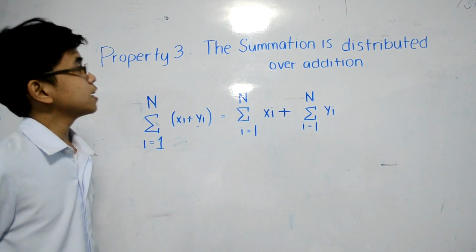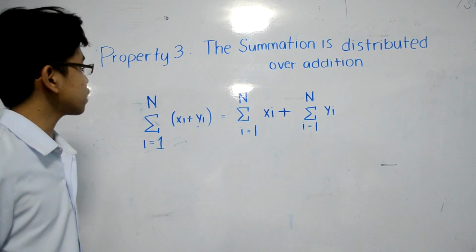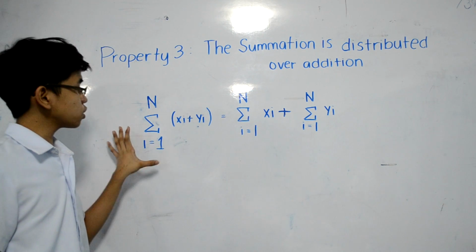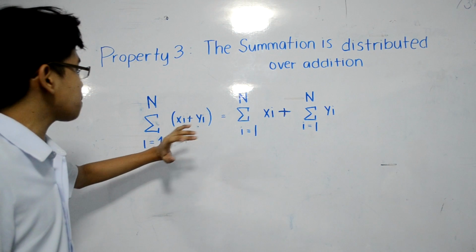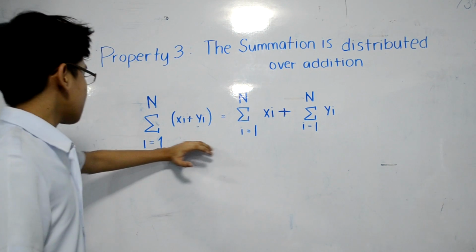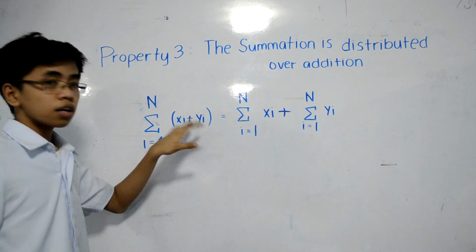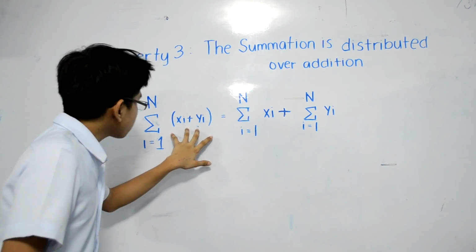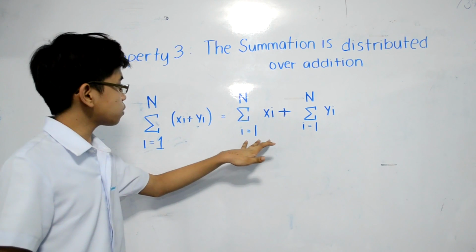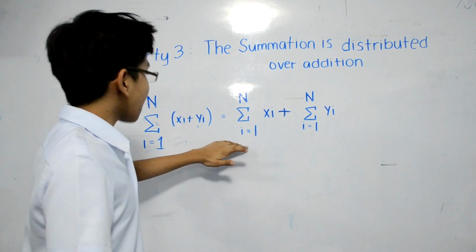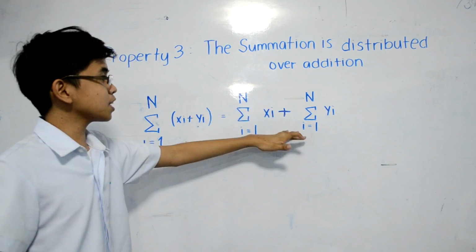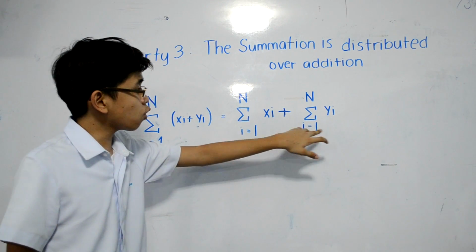Property number 3, the summation is distributed over addition. In this summation, you can read this as the quantity x sub I plus y sub I as I goes from 1 to n. In this quantity, you can separate or expand this summation, and it will be x sub I as I goes from 1 to n plus y sub I as I goes from 1 to n.